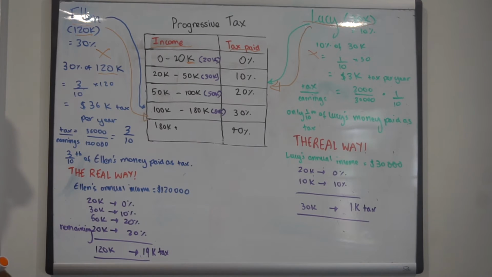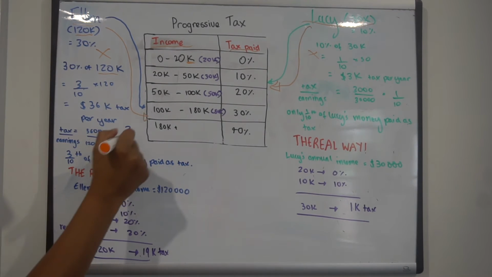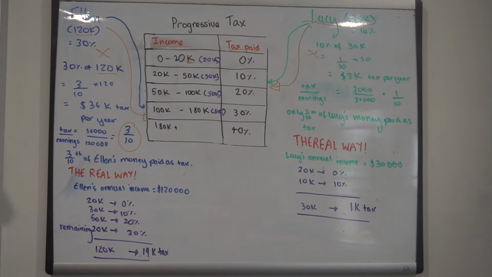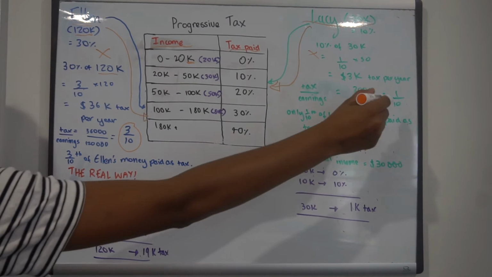If we do the maths, we see that Ellen, a high income earner, is paying 3/10 of her money away as tax, whereas Lucy, a low income earner, is paying only 1/10 of her money. How can we expect low income earners to rival the tax paid by high income earners? This creates a bit of a dilemma.